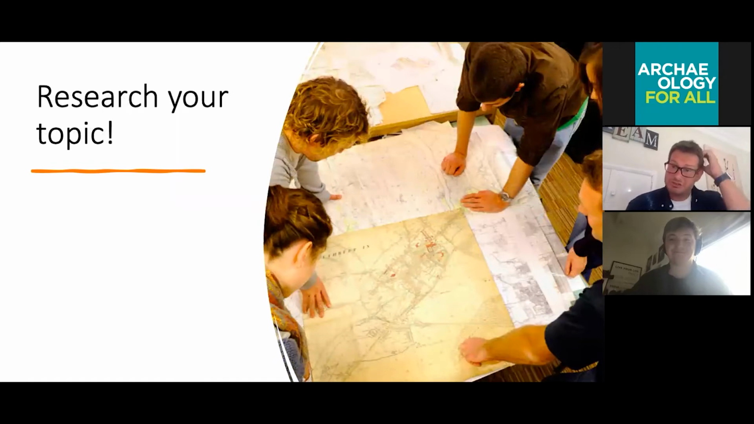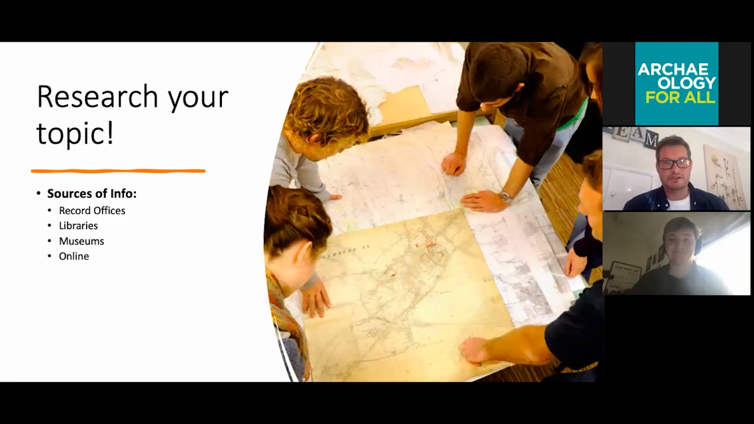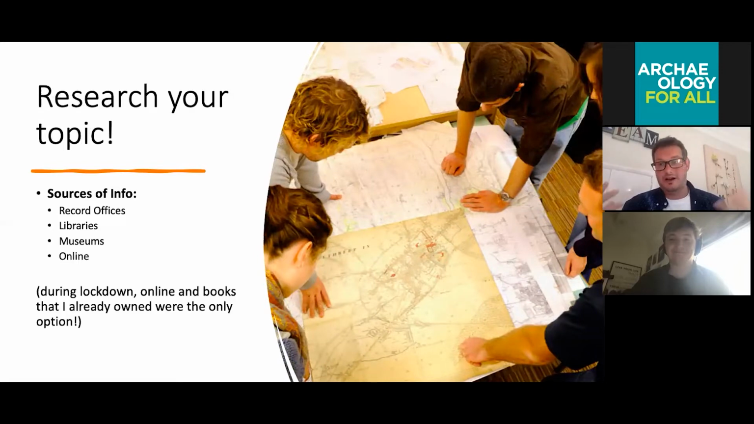So when it comes to researching, there were a number of sources of information you can use. So there's the record offices, libraries, museums, and online. Now, obviously, I did this during lockdown, and so my sources were somewhat limited, i.e. museums closed, libraries closed, record offices closed. So pretty much all I had was online resources and a handful of books on local history that I already happened to own. So that was going to be my desktop research method if we're going down that route.